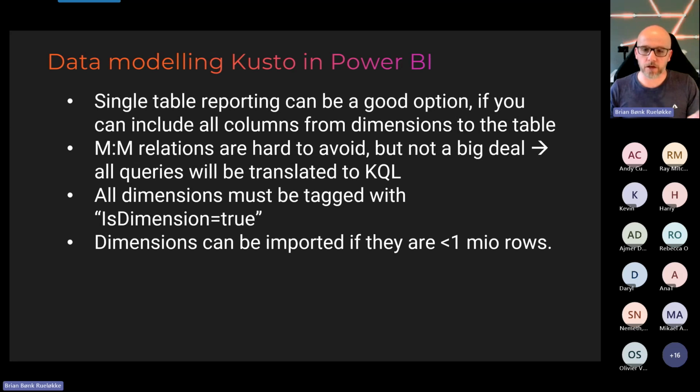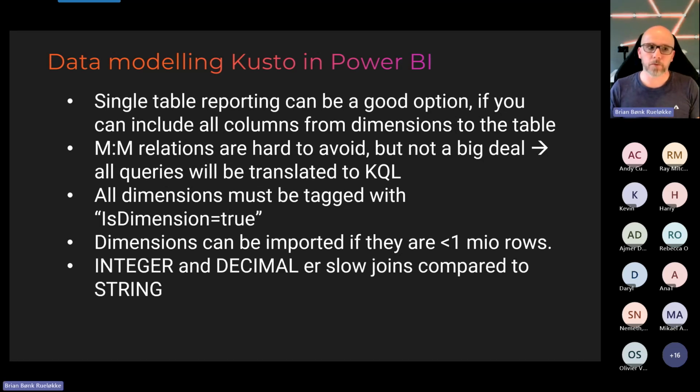If you have dimensions that are less than 1 million rows, it can be more performant to import them, but don't worry about it. If you don't want to import it, it is quite fine just to have it as direct query. You can also build a composite model, so you have some tables that are imported from a SQL Server, and then you have your entire fact table in direct query mode in Kusto. It will also query fold back to the database.